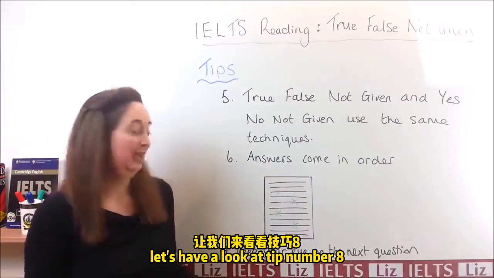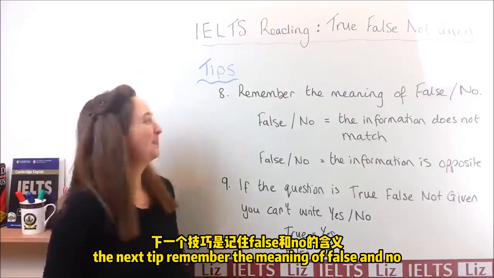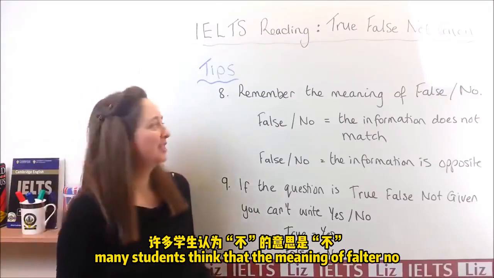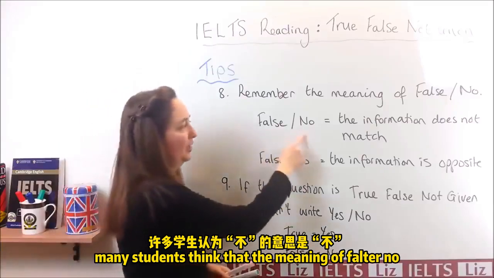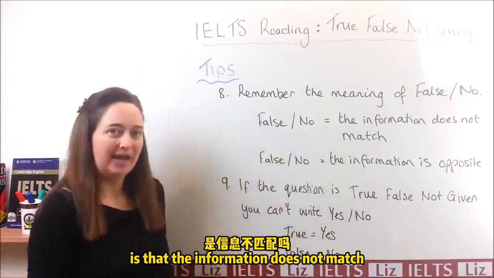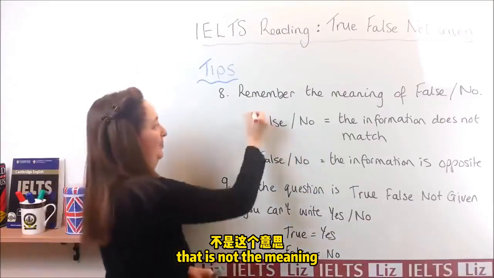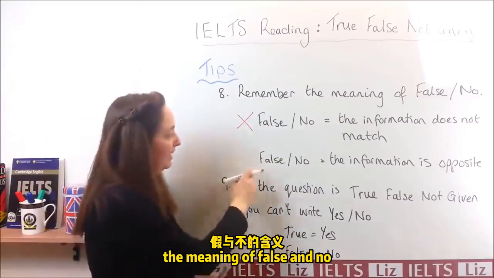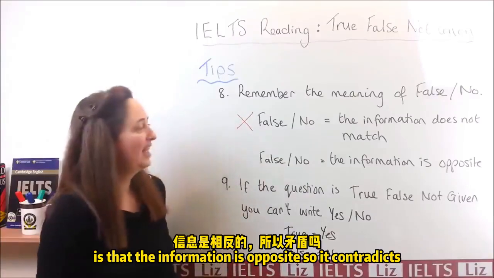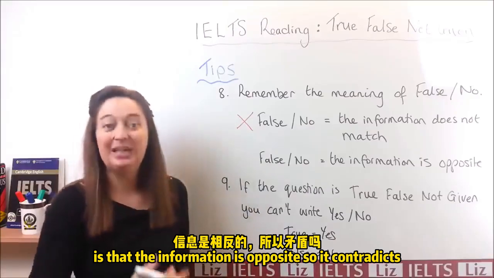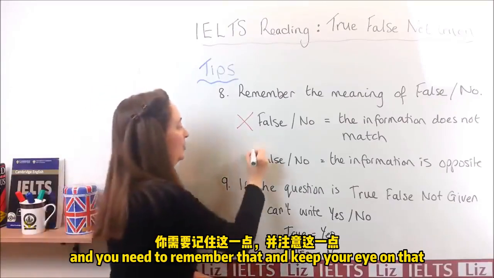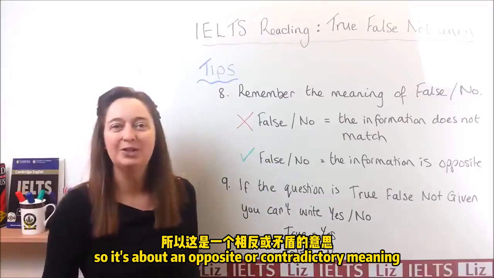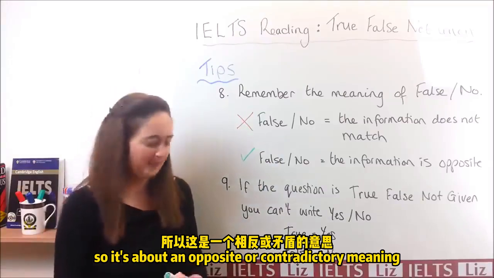Let's have a look at tip number 8. The next tip. Remember the meaning of false and no. Many students think that the meaning of false and no is that the information does not match. That is not the meaning. Don't try to think that it's about matching. The meaning of false and no is that the information is opposite, so it contradicts. And you need to remember that and keep your eye on that. So it's about an opposite or contradictory meaning.